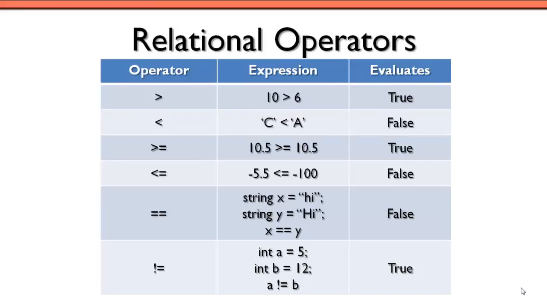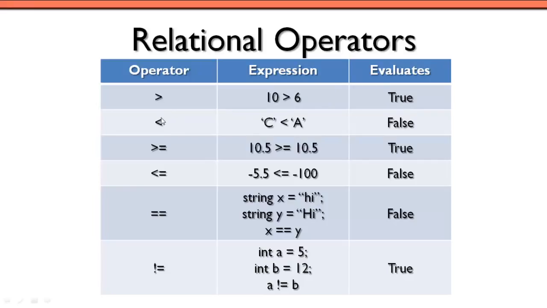And probably many of you are familiar with a lot of these relational operators because you see them in various math classes that you've probably had. So the first relational operator we have is the greater than operator. We can have this expression here to test to see if 10 is greater than 6, and that is true. So the result of this expression would be a true value, a Boolean value.